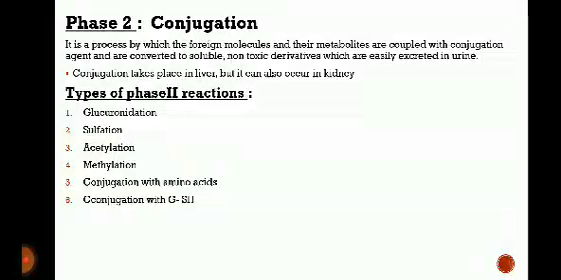Now, the conjugation with amino acid. The compounds which are conjugated with glycine are benzoic acid, phenylacetic acid, cholic acid, and deoxycholic acid. Now the last is conjugation with glutathione. Glutathione is a tripeptide which consists of glutamic acid, cysteine, and glycine.